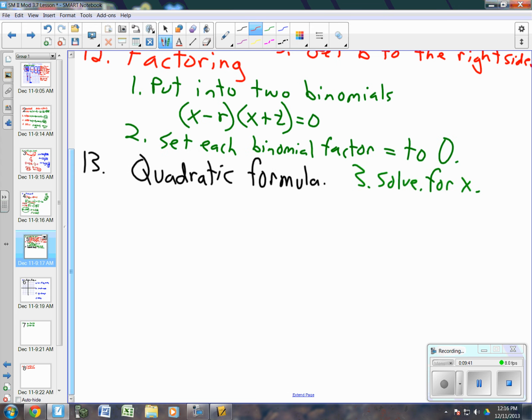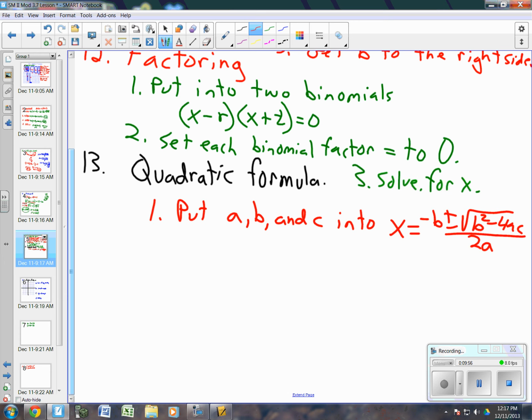Okay, quadratic formula. Step 1, put A, B, and C into x equals negative b plus or minus the square root of b squared minus 4ac all over 2a.